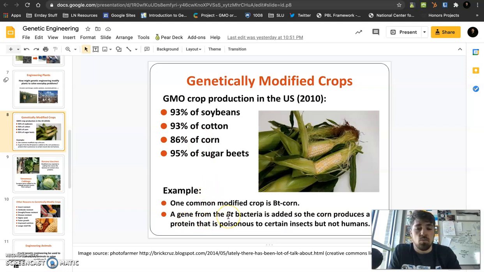So the one example that I gave here, which I gave earlier, was BT corn, which is a type of corn where a gene from the BT bacteria is added to the corn, which produces a protein that is poisonous to certain insects, but it's not poisonous to humans. That's huge, right? You keep insects away, but people can still eat it.